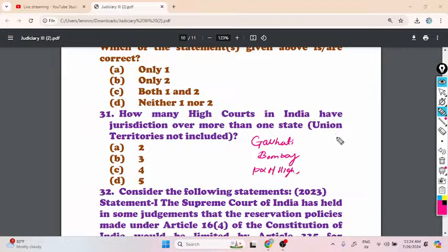But there are certain high courts like the Calcutta High Court in West Bengal, which has jurisdiction over Andaman and Nicobar, but it is not a common high court. Like the Kerala High Court, it has jurisdiction over Lakshadweep, but that is not counted. So many cases are there. Okay, your answer will be 3.